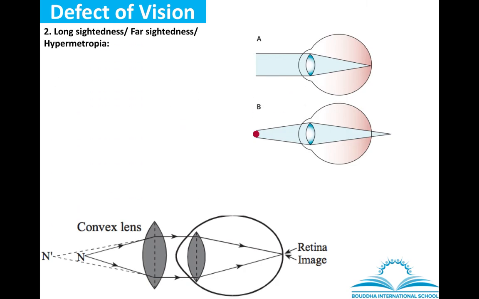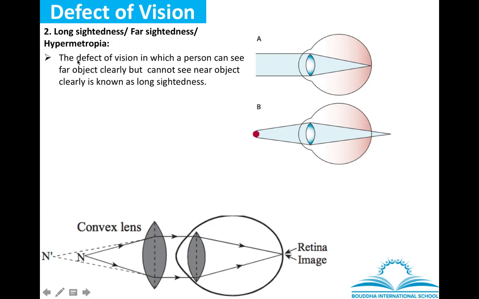Similarly, here the parallel rays of light coming from the far object are focused on the retina. I mean, this eye can see far objects clearly, but for the object which is just in front of the eye, meaning a near object, the focus is not on the retina. This eye is not able to see the near object clearly. So this is the defect of vision where a near object is not seen clearly but a far object is seen clearly. Such a defect of vision is called long-sightedness or farsightedness or hypermetropia.